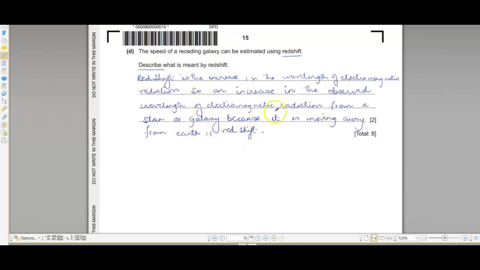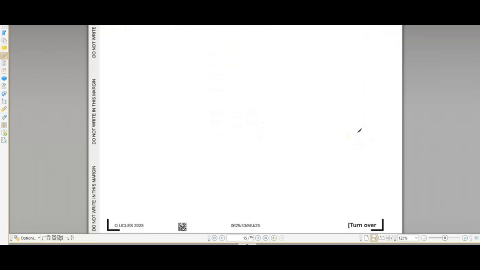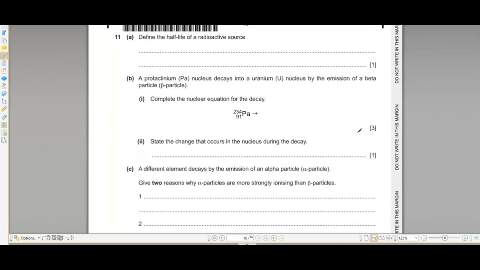Okay, so this defines it as the observed wavelength of electromagnetic radiation from a star or galaxy because it is moving away from the Earth. This has to be written so that it gets described and not just defined, because if you just define that, you are going to get 1 mark for it and not 2 marks for it. Okay, so this is it. Moving on to question number 11.